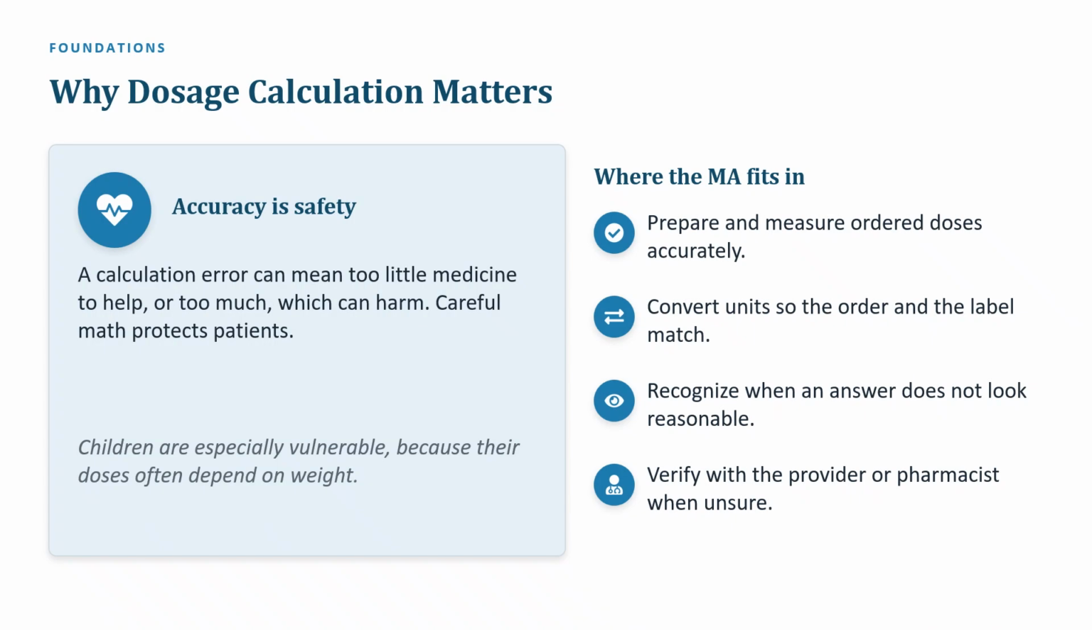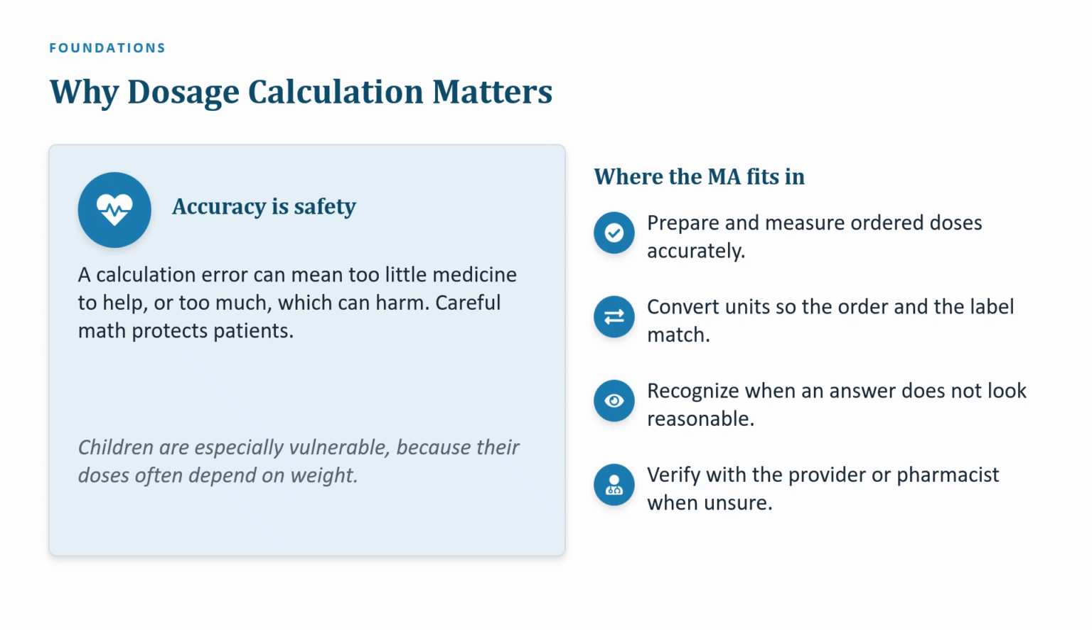Let's begin with why this skill is worth learning well. In medication math, accuracy is not just about getting a good grade. Accuracy is safety. A calculation error can go 2 ways, and both are dangerous. If you give too little medicine, the patient may not get the benefit they need. If you give too much, the medication may cause harm, and with some drugs, the margin between a helpful dose and a harmful one is very small. Careful, methodical math is one of the most direct ways you protect patients.